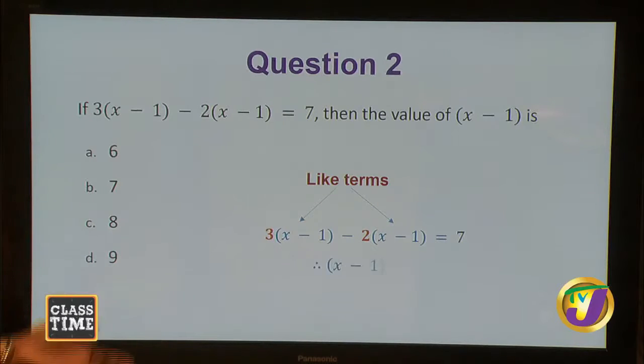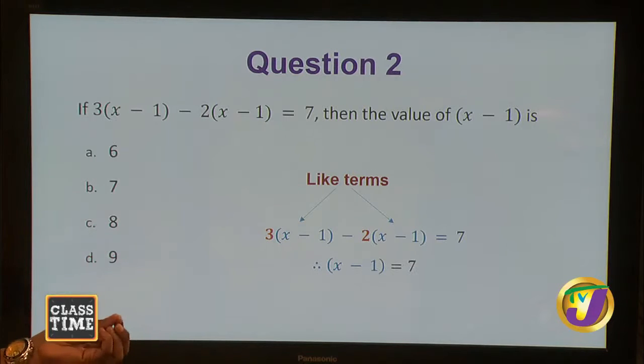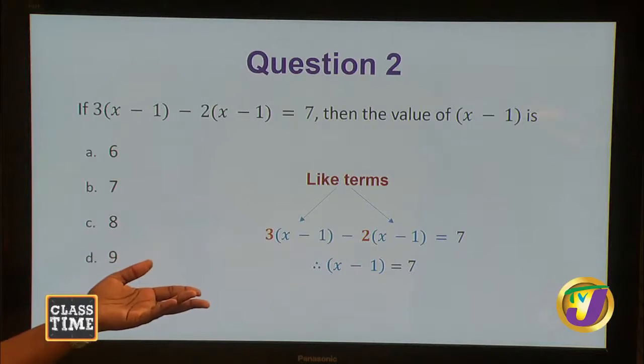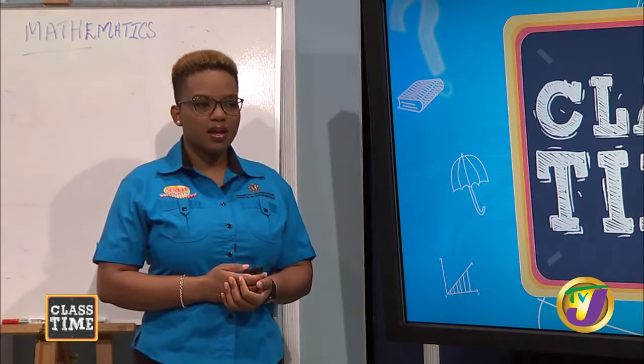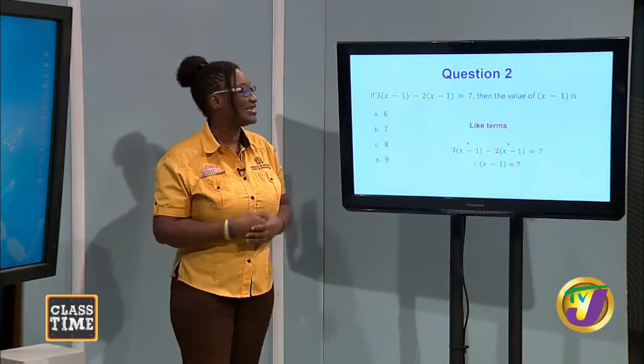Easy peasy. So I basically only have 1 of the x subtract 1 here. And what do you know? That's equal to 7. You know, I wouldn't have done it that way. I figured many persons probably would not have seen that, but we have to show various ways. I like this way.